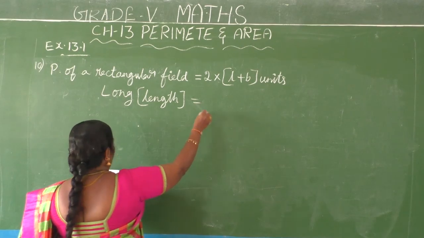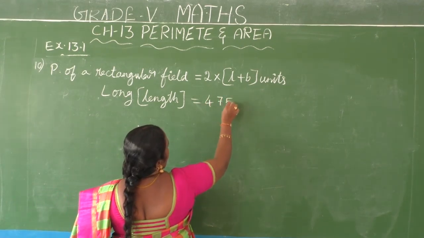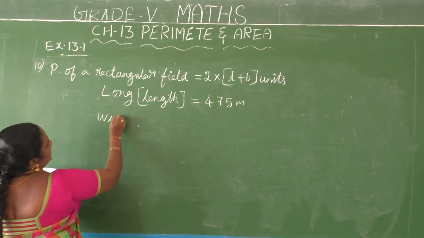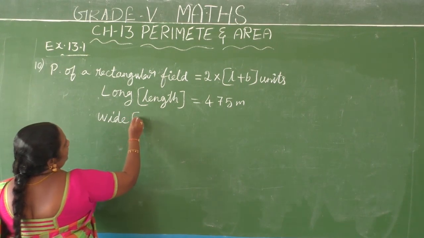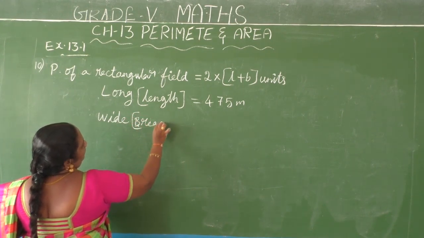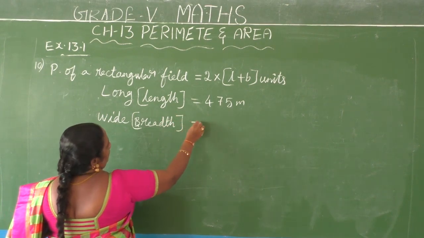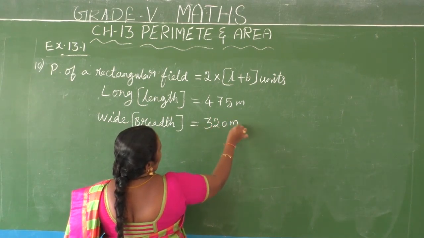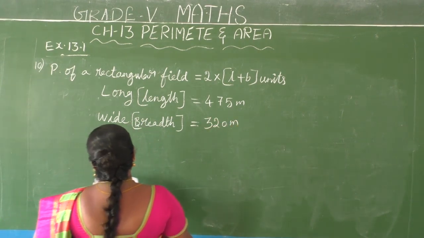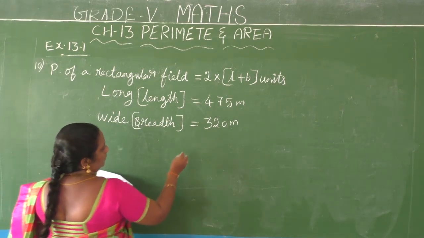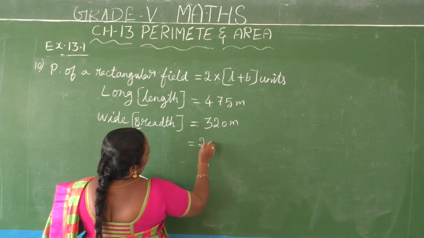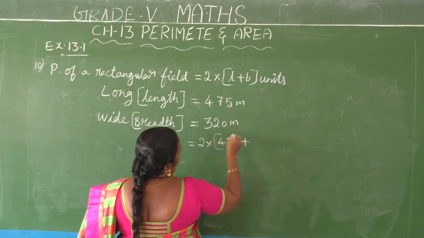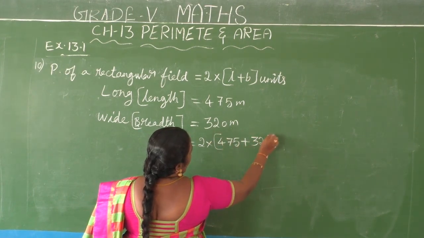What is the length, ma? 475 meter. Then they gave wide. Wide means nothing but breadth. Okay, both are same only. What's the breadth, ma? 320 meter. Now we can apply this length and breadth in the formula. So 2 into the length is 475 plus breadth, ma, 320 meter.